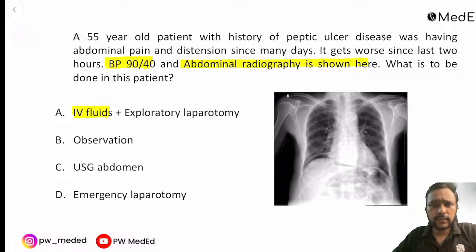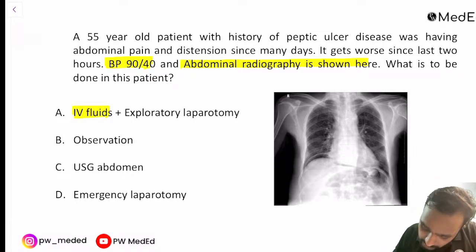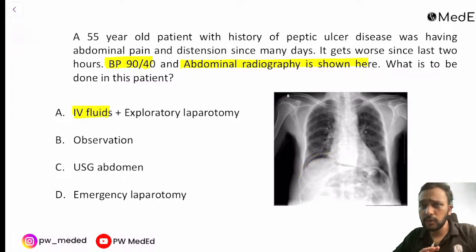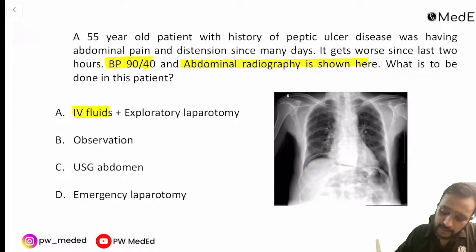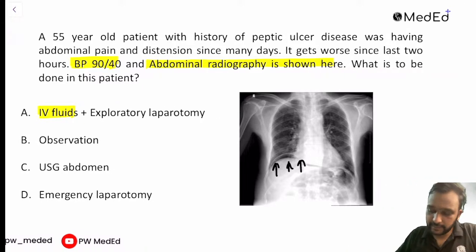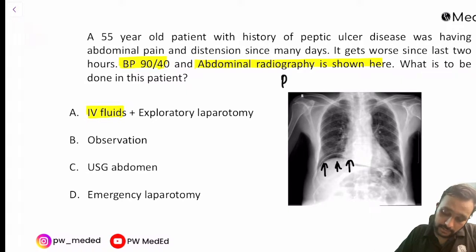Now we have to identify what is being shown in this x-ray. So guys, if you are able to see this free gas under the right dome of diaphragm, this is normally not visible. So if you are able to see this free gas under the right dome of diaphragm, it means that it is a case of, whose case is this, pneumoperitoneum, right?